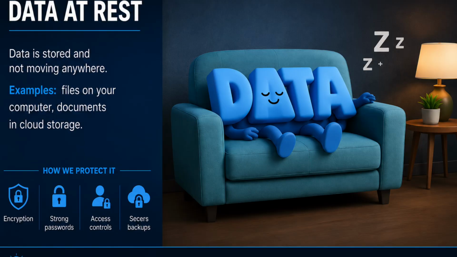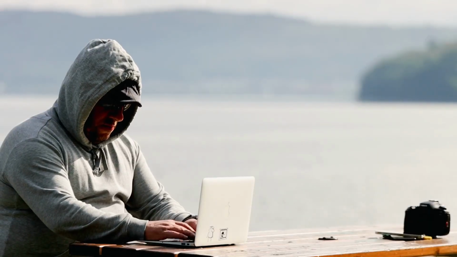Data at rest. The itinerary is saved. First, I download my itinerary and save it to my laptop. At this point, the information isn't actively moving. It's simply stored on my device. This is data at rest. Now, if my laptop is lost or stolen, someone may try to access the information. That's why data at rest can be protected using encryption, strong authentication, access controls, and secure backups.